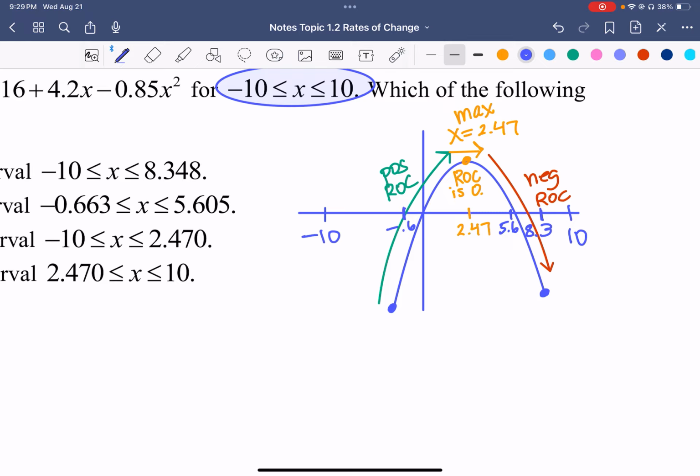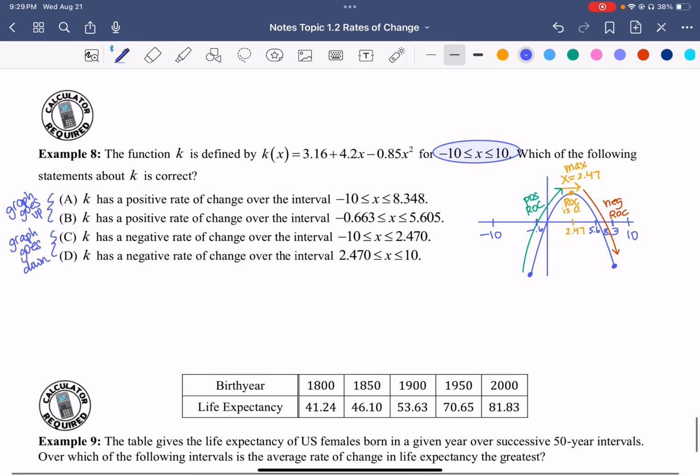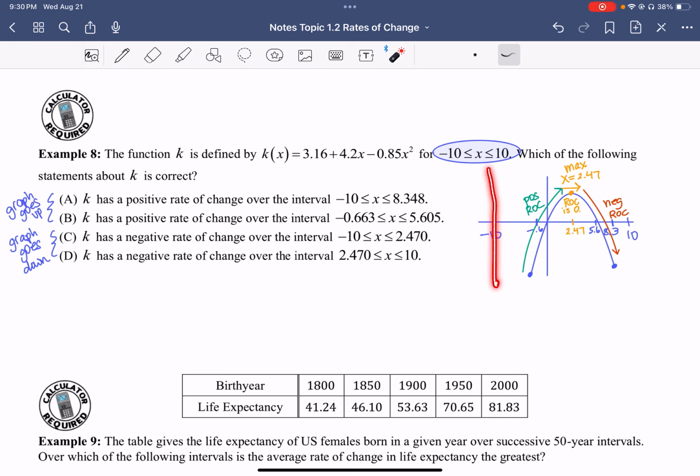Okay, so now we're ready to analyze the answer choices. For answer choice A, it says that from -10 to about 8.8, it has a positive rate of change. Well, that's not true because you can see that within my red lines, I have all three rates of change: a positive, negative, and 0 rate of change. So A cannot be true because it's not only positive, it's all of them.